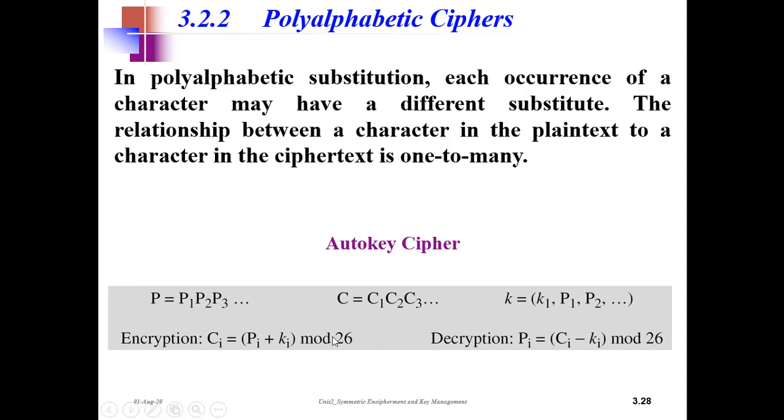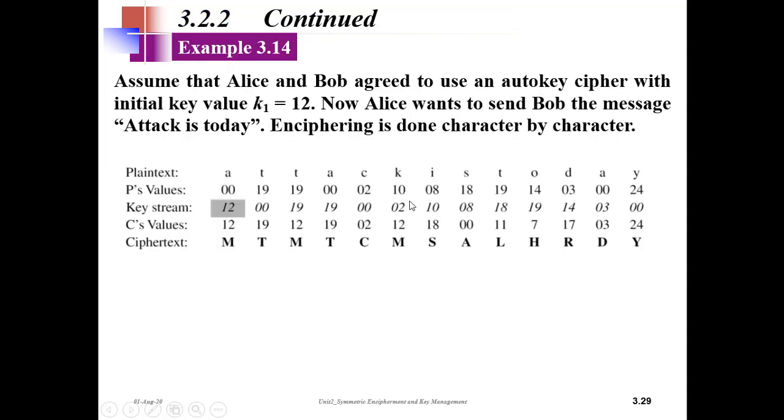It is quite hard to understand in this way, so let's first go here. Assume that Alice and Bob agreed to use an autokey cipher with initial key value K1 equal to 12. Alice wants to send the message to Bob reading 'attack is today', and ciphering is done character by character. So the plain text is 'attack is today'. What are the P values?